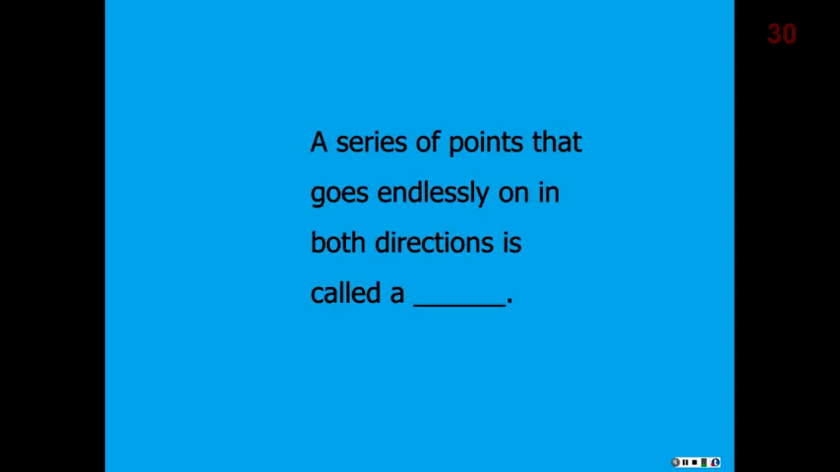A series of points that goes on endlessly in both directions is called a what? What's it called? No, a series of points that goes on endlessly. We were drawing a whole bunch of them yesterday when we were doing the coordinate system. What was it that you were drawing yesterday? Thank you. A line is just a series of points that are connected that go on forever. Come on.